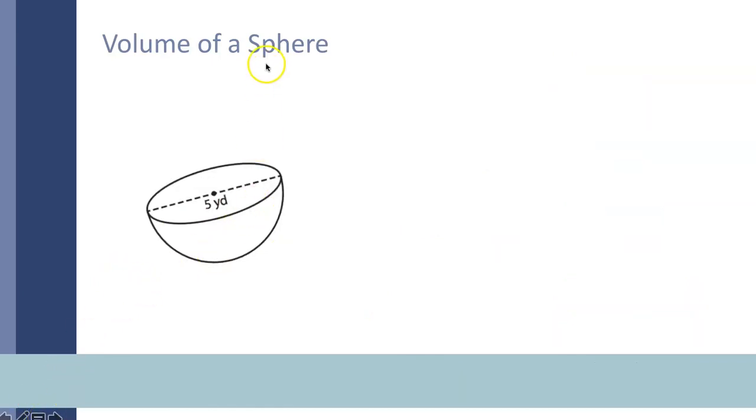Now we're finding the volume of a, and I need to adjust the title. This is now a hemisphere. So I'm grabbing a pen. Sorry about that. Sometimes it disappears on me.